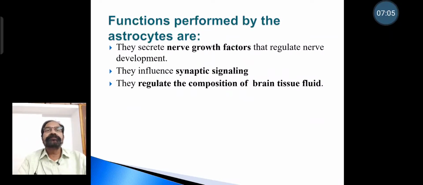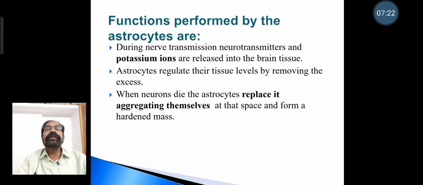Continuing with the functions, they secrete growth factors that regulate development, nerve development. They influence synaptic signaling. They regulate the composition of the brain tissue fluid. During nerve transmission, neurotransmitters and potassium ions are released into the brain tissue. Astrocytes regulate their tissue levels by removing the excess.